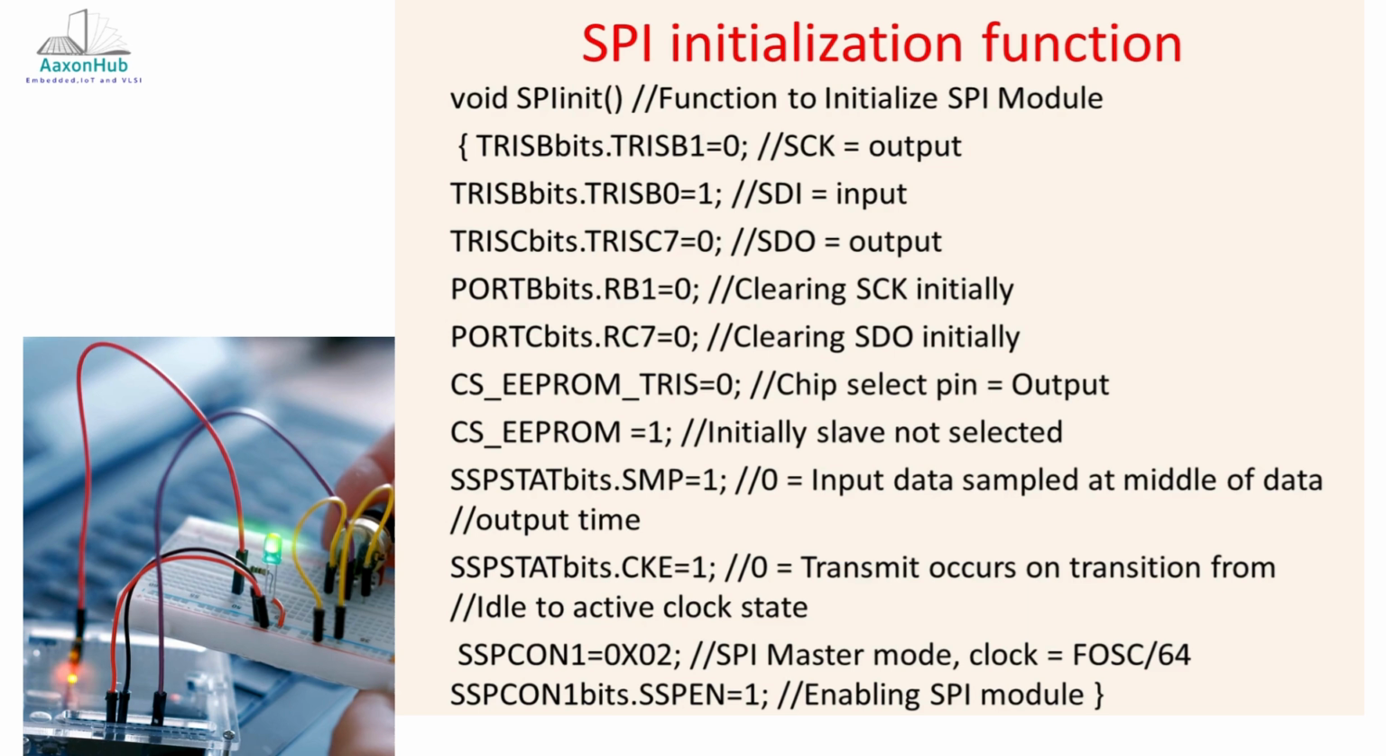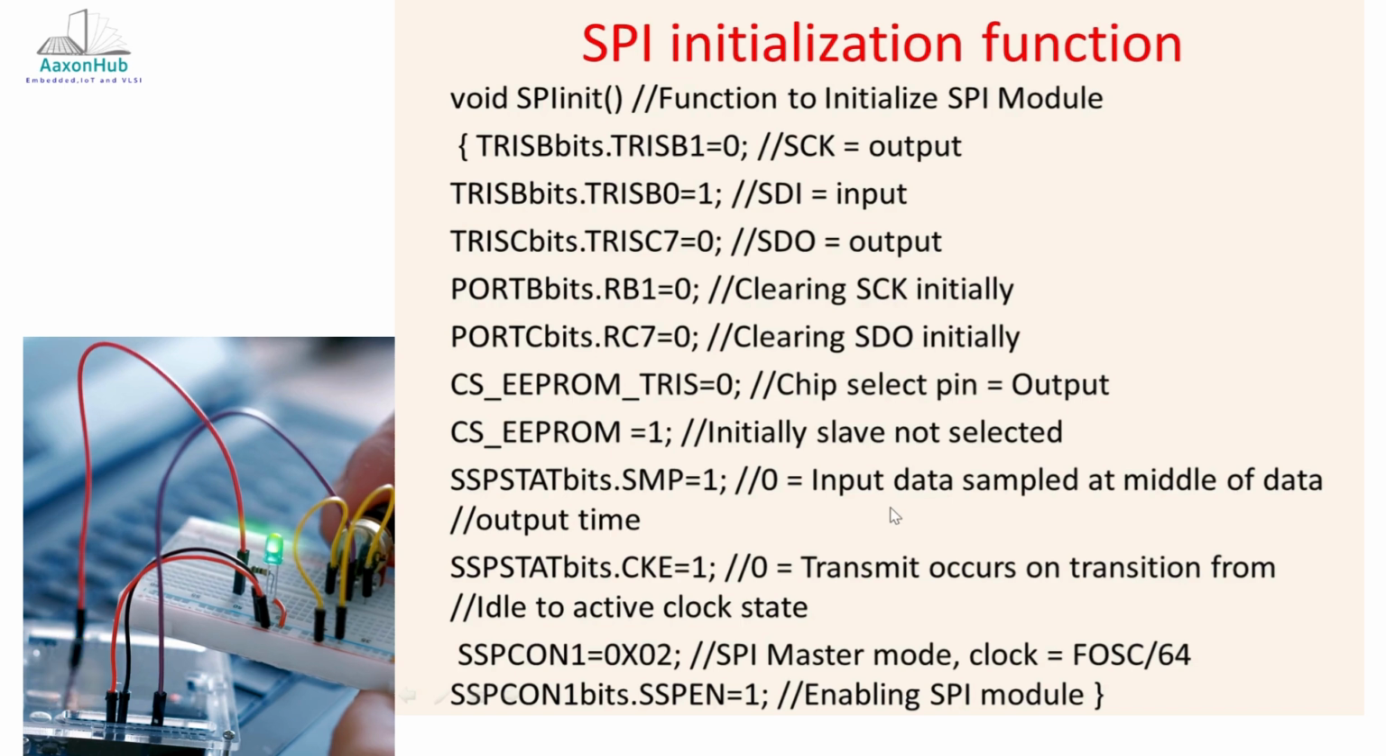So for that purpose, we need to enable the chip select pin required for your EEPROM IC. That pin we have to enable as an output because it is connected to your PIC18 controller. After that, initially your slave is not selected, so the slave select bar signal which is connected to the microcontroller is kept as 1.